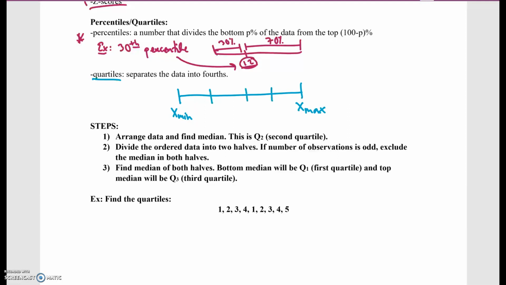The middle one is what we're going to call my second quartile, Q2. This one we're going to call Q1, and this other one we're going to call Q3. Basically it separates everything so that 25% of the data is in each location. So this is what we call the first quartile, the second quartile, and the third quartile. Let me write that down. Q1 is the first quartile.